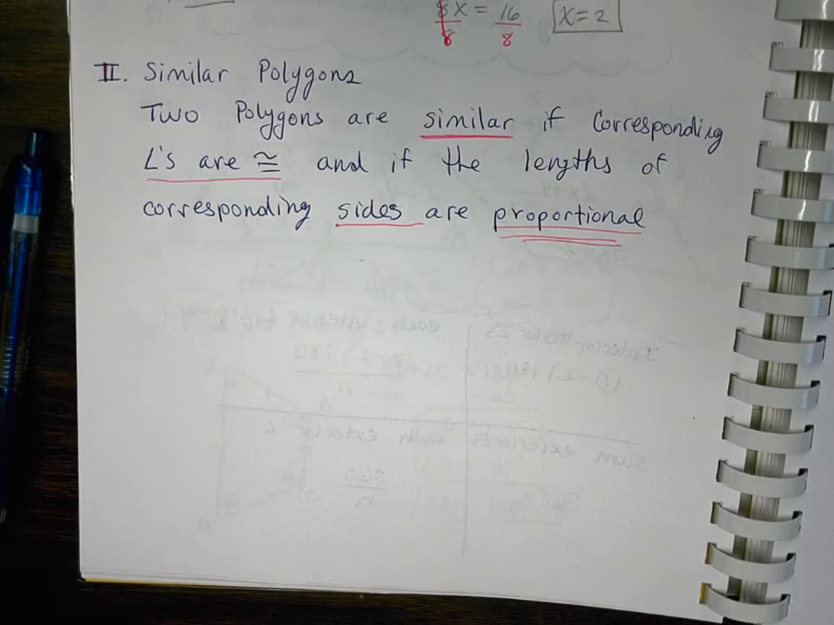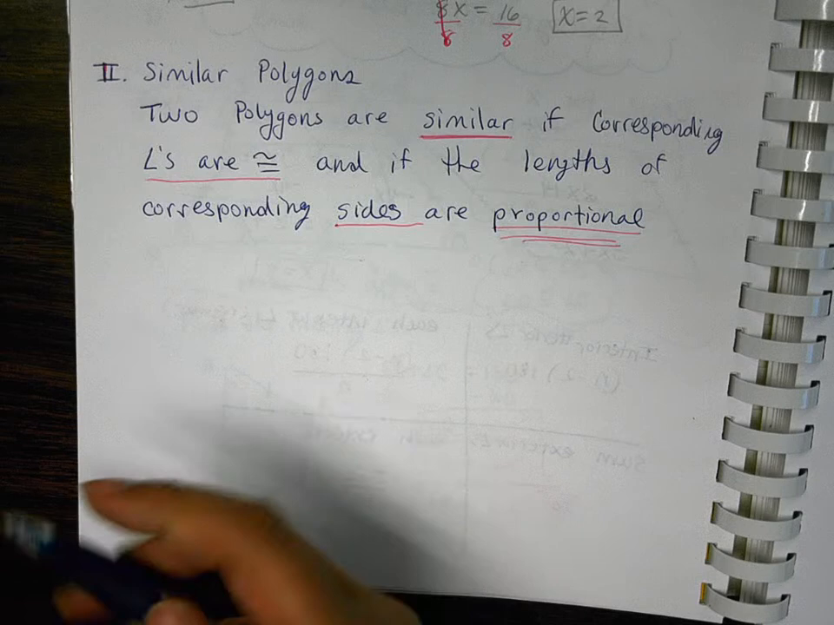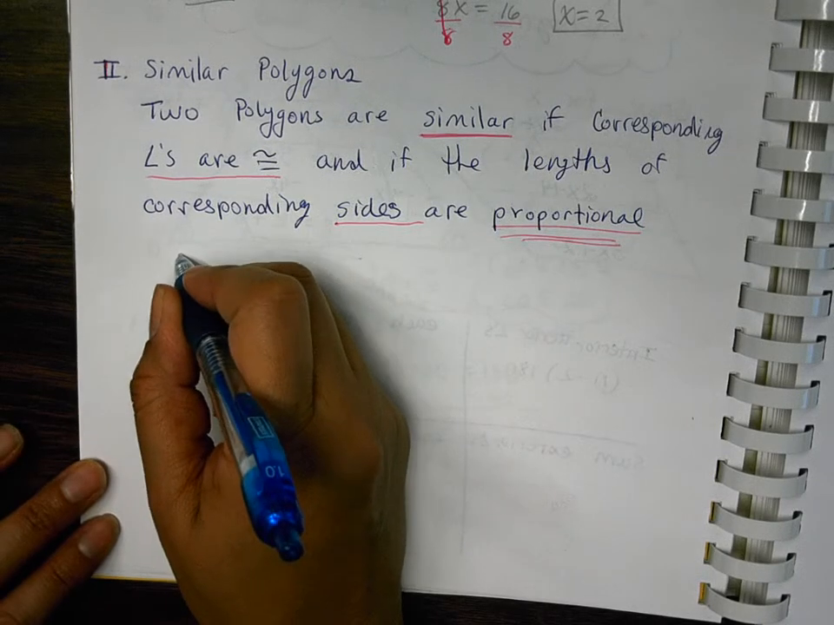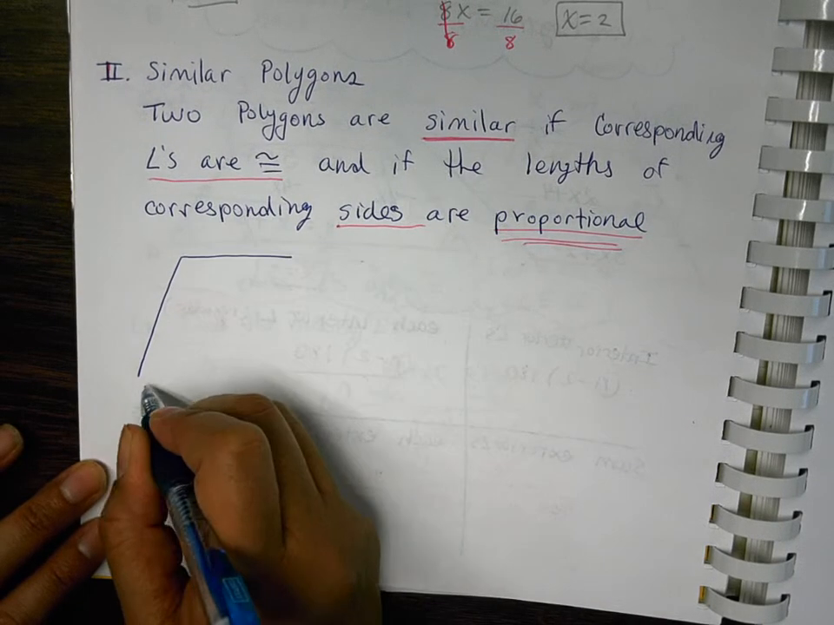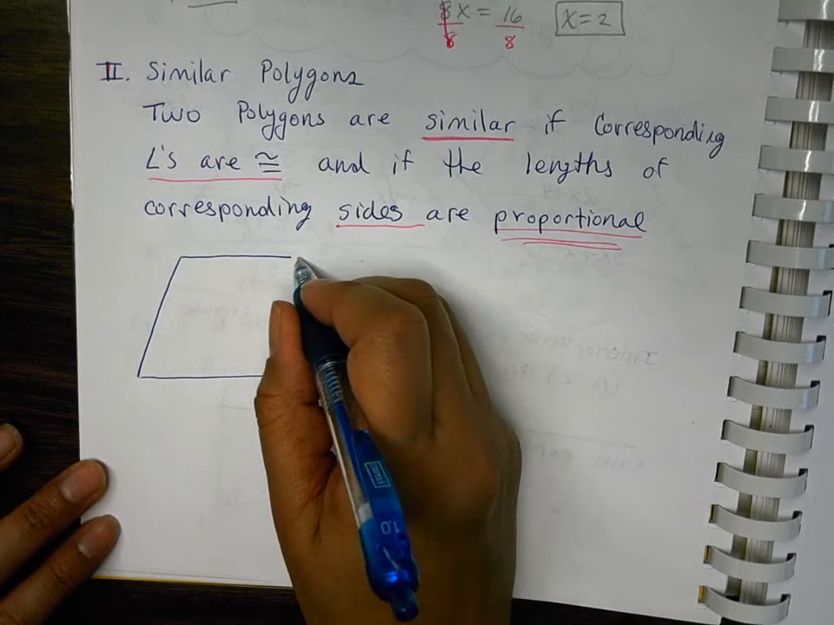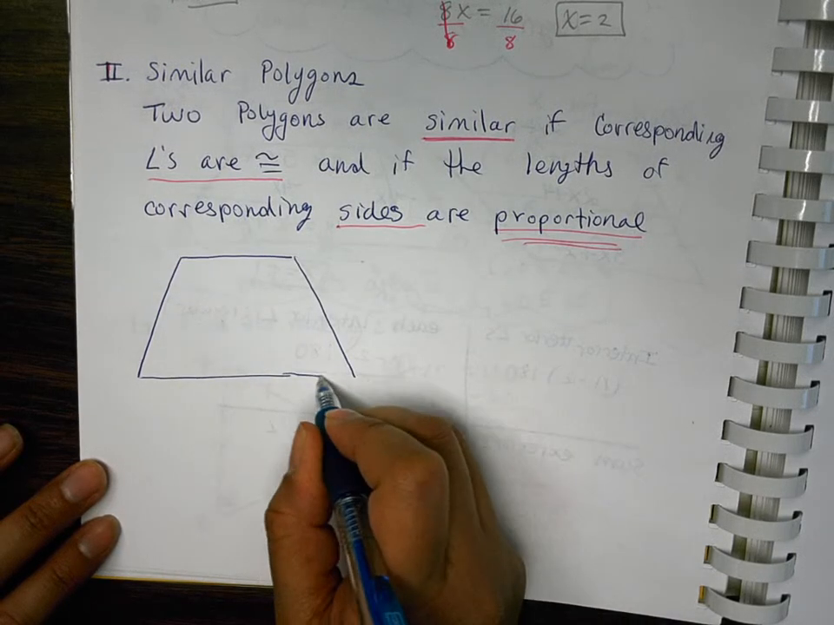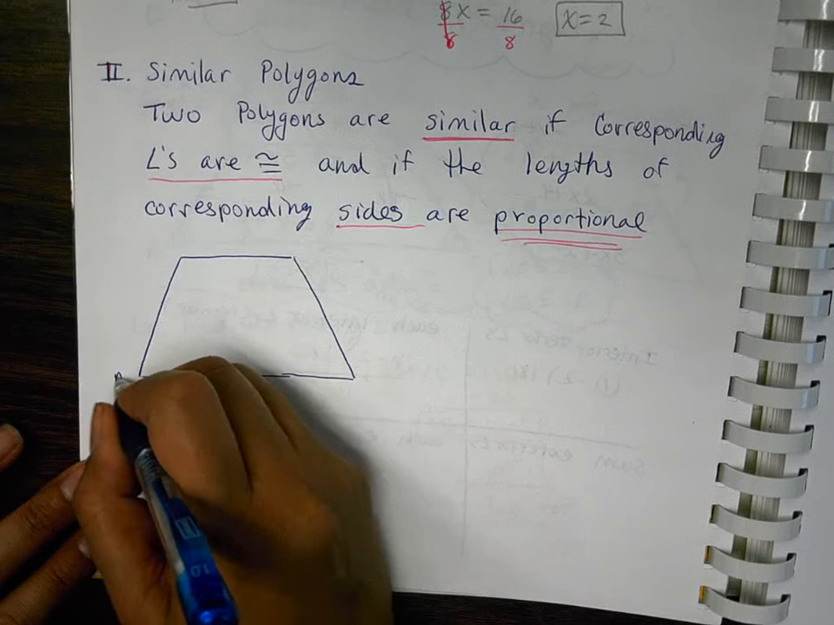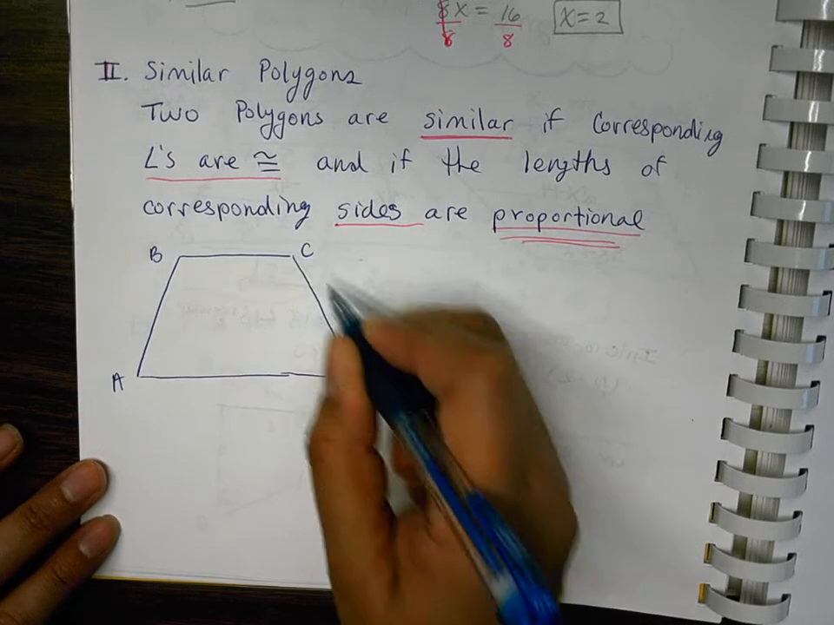All right, so let's get a picture down. I'm going to draw a quadrilateral. I'm going to call this A, B, C, D.